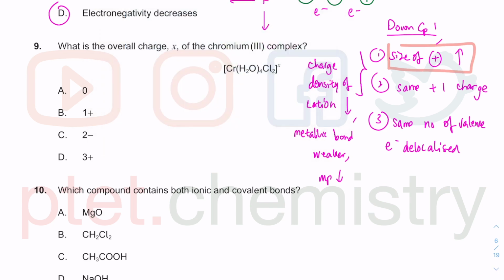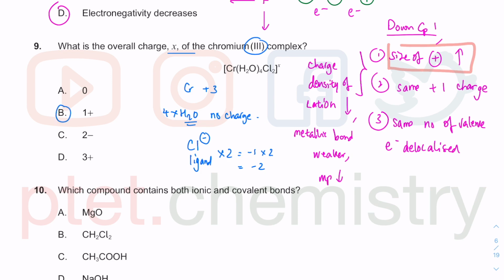Question number 9, we're looking for the overall charge of this complex. So this is a chromium 3. So if you have chromium plus 3, and then you have 4 times water, each water has no charge, and therefore however many water you have also have no charge. You have a chloride ligand, which is -1 charge, and you have 2 of that, so it's -1 times 2 is -2. So plus 3 and no charge, plus 3 minus 2 is going to give you a +1, so X is going to be 1 plus overall.